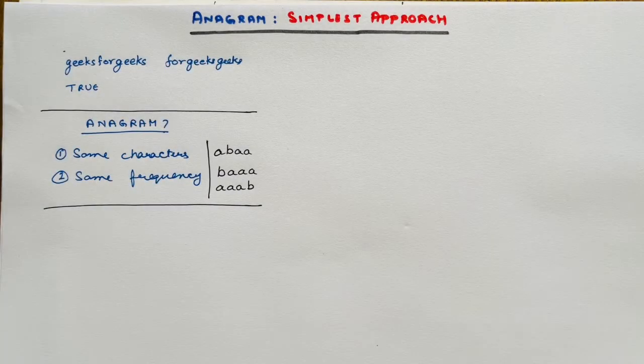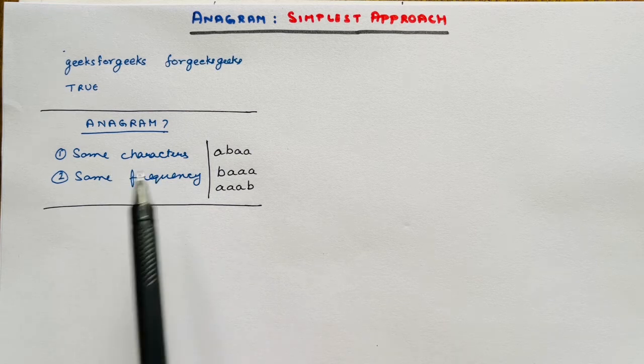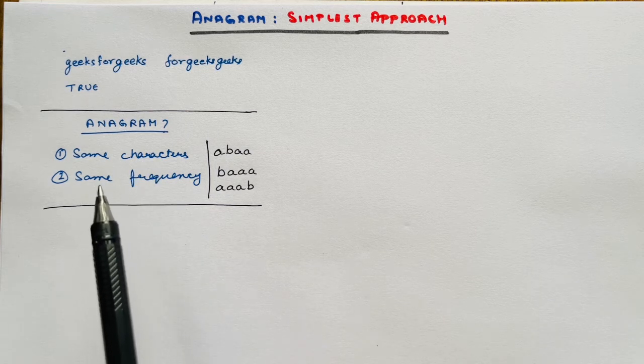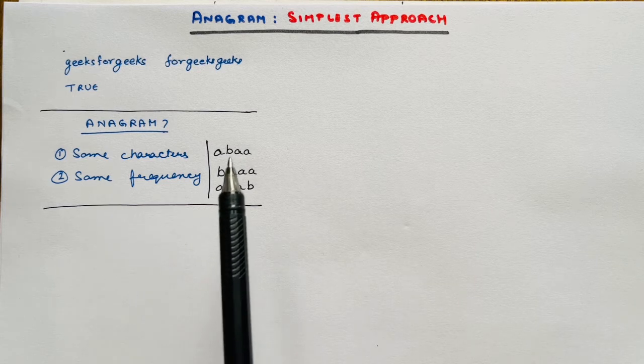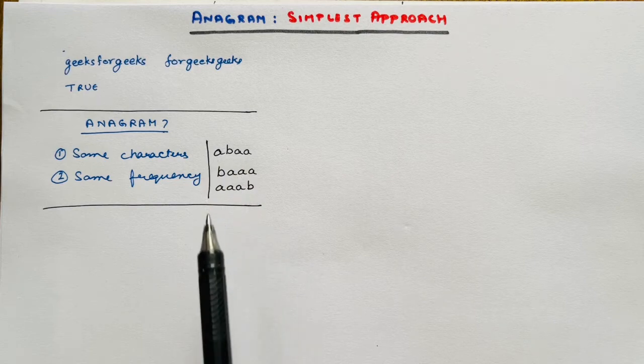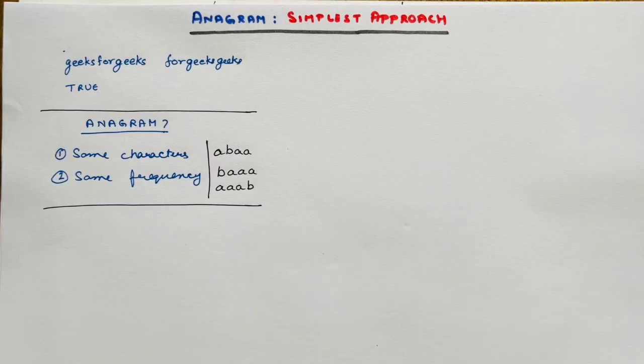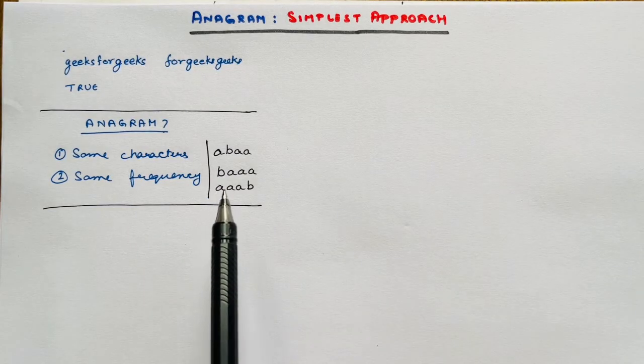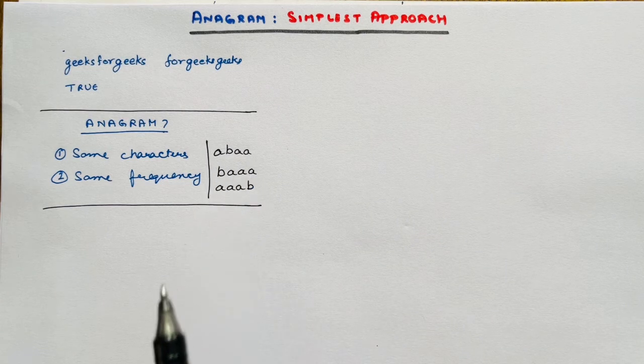Before solving the problem, let us first understand what is an anagram. For two strings to be anagram of each other, two conditions need to be satisfied. Both the strings should have same characters and the frequency of every character should be same. For example, these three strings are anagrams of each other. Why? Because in these three strings, A appears thrice and B appears once. So same characters and same frequency.